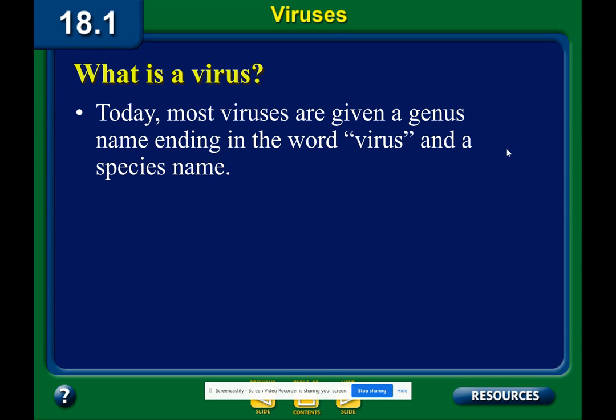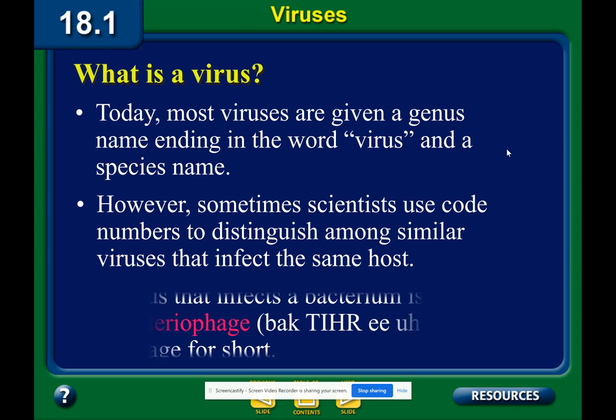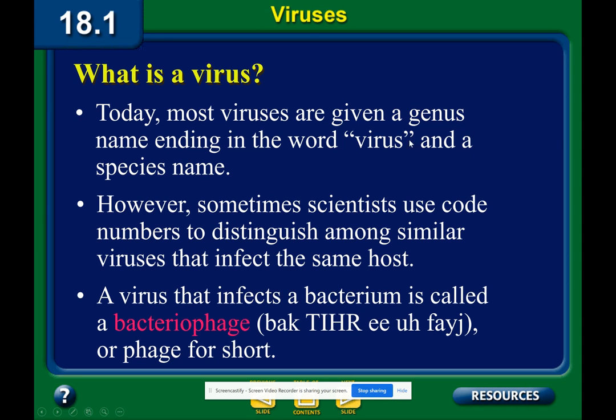It says today most viruses are given a genus name ending in the word virus and a species name. This is just trying to get more specific. We just wrapped up a chapter on classification. We talked about the power of using a universal language in classifying things, and it avoids confusion. So this is the direction we've gone. This last little bullet up here, this thing about the bacteriophage, believe it or not, viruses also attack bacteria cells, not just human and plant cells, right? In fact, you've already seen a picture of a virus that attacks bacteria cells, and we're going to come back to that in just a second.